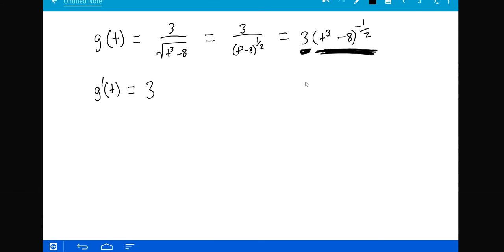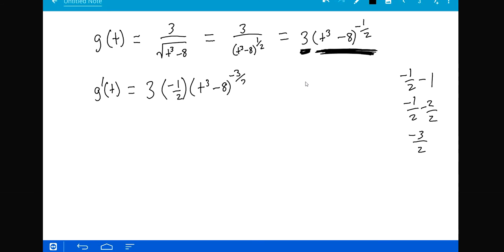Okay, so let's apply the general power rule to t cubed minus 8 to the negative 1/2. So exponent out front, so there's the negative 1/2. Rewrite what's in parentheses, t cubed minus 8. Subtract 1 from the exponent. Again, make sure you subtract that correctly. 1 is the same as 2 over 2, so it's negative 3/2. And then we multiply times the derivative of what was in parentheses. So the derivative of t cubed minus 8 would be 3t squared.